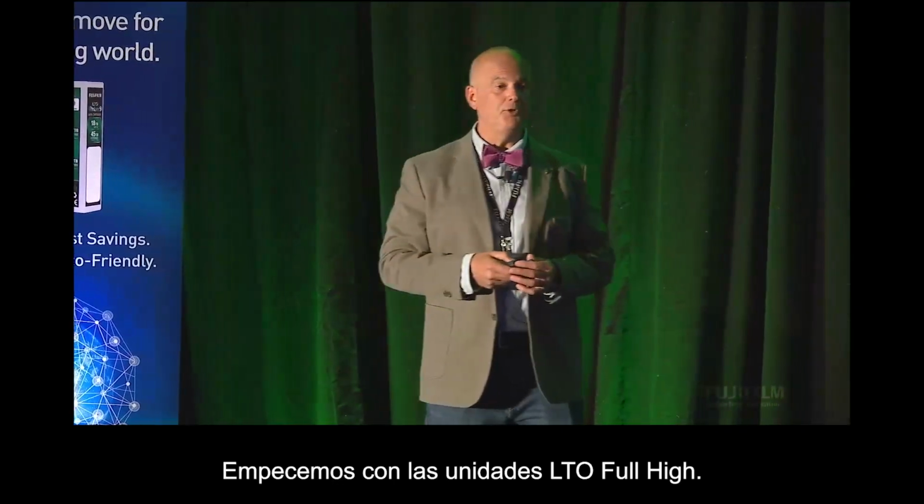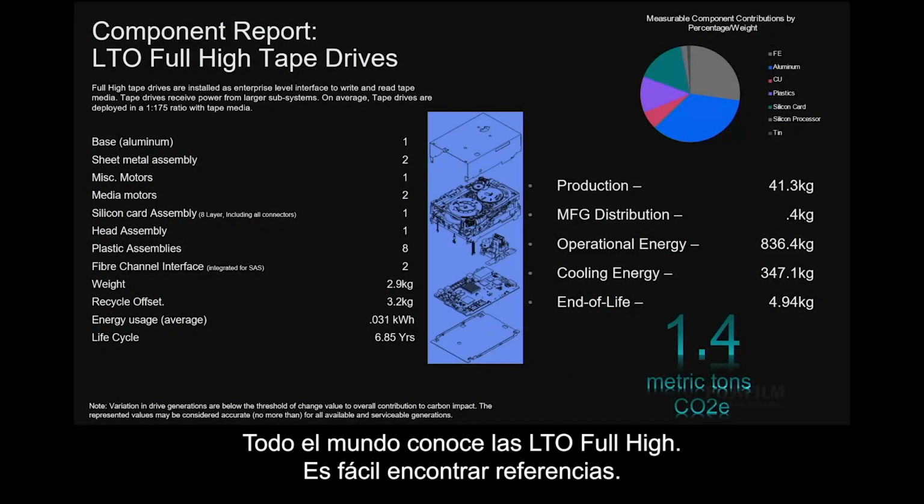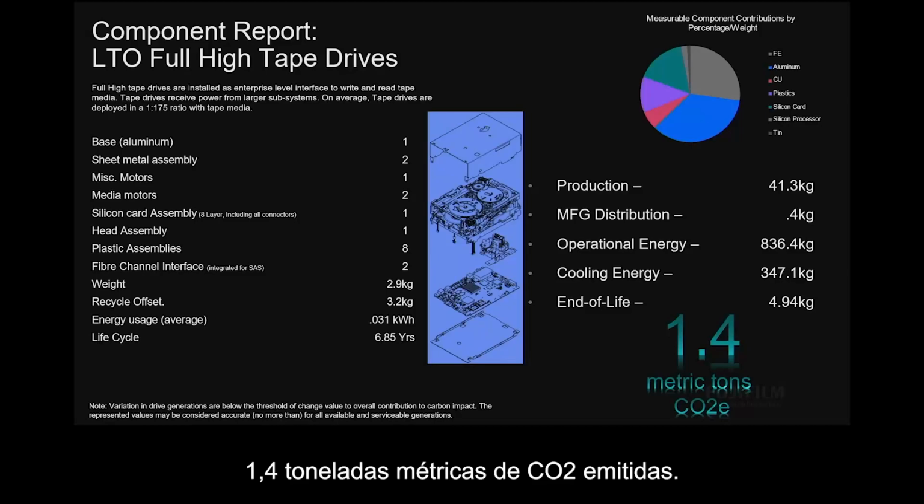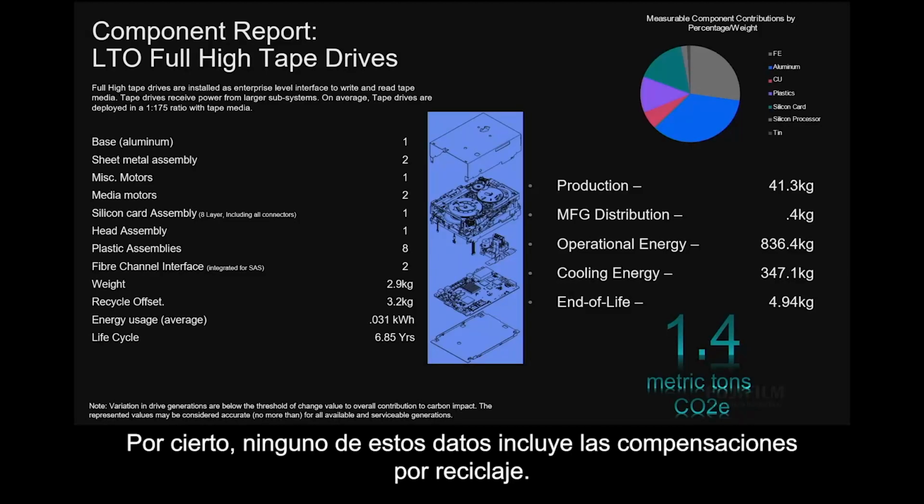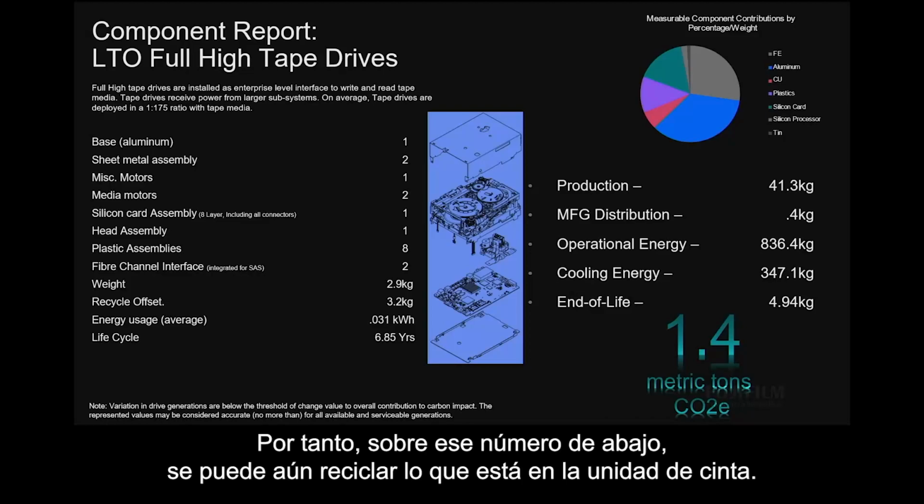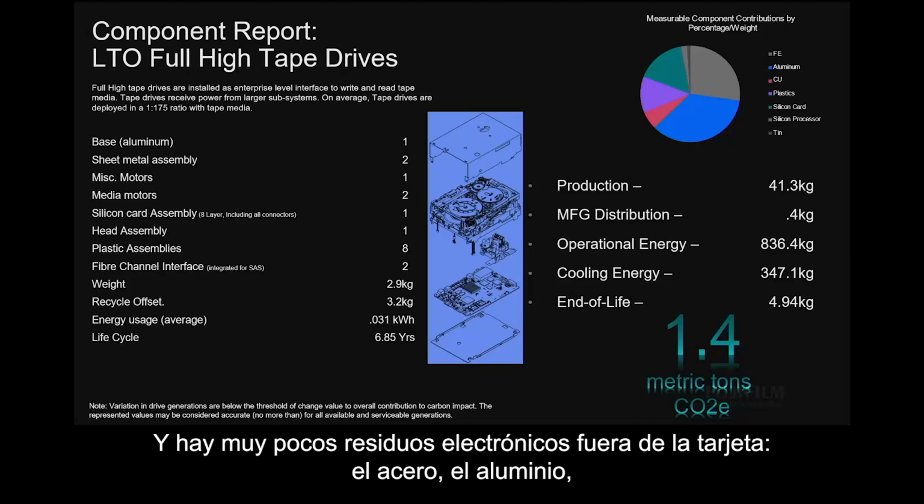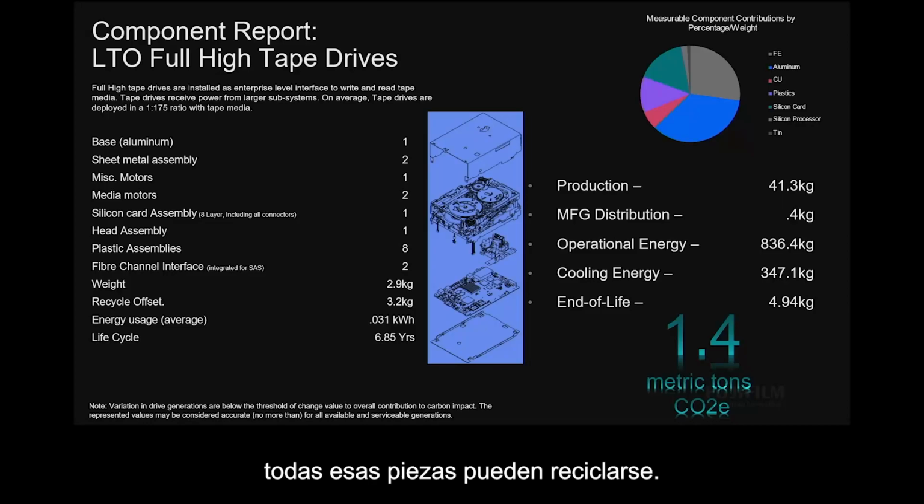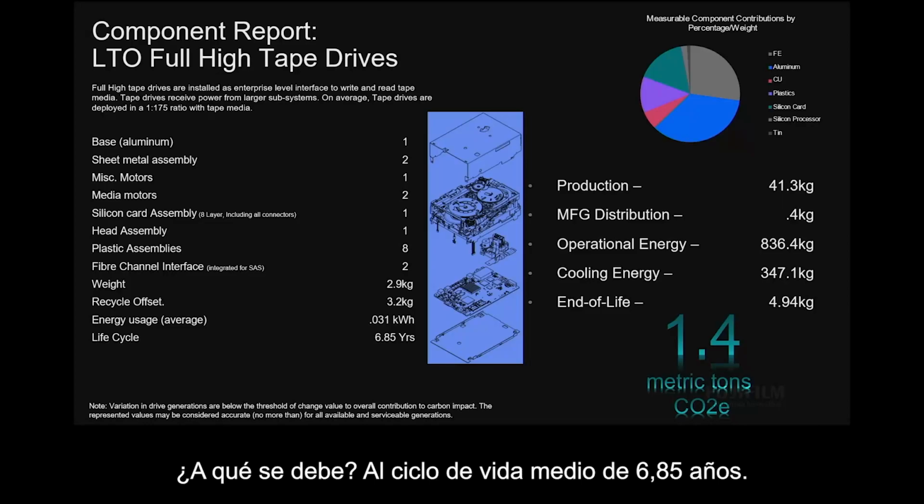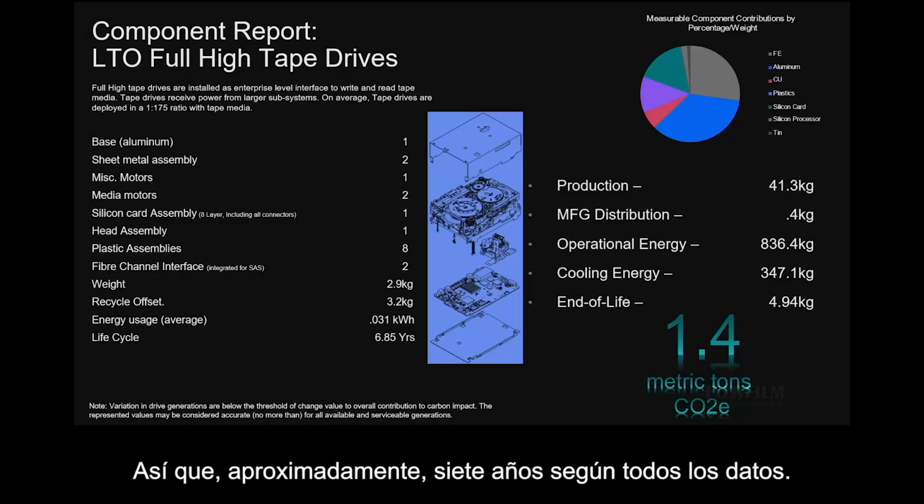Let's start off with LTO full high. Everybody knows LTO full high. It's easy to reference. 1.4 metric tons of CO2e. By the way, none of this data includes offsets for recycling. So that bottom number, you still get to recycle what's in the drive. And there's very little e-waste outside of the card. The steel, the aluminum, all of those pieces can be recycled. What drives this? An average life cycle of 6.85 years. So give or take 7 years based on all the data.